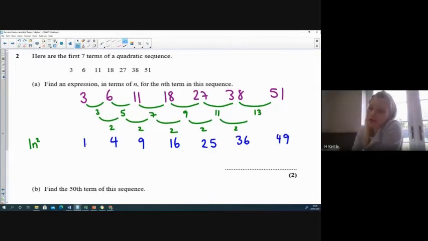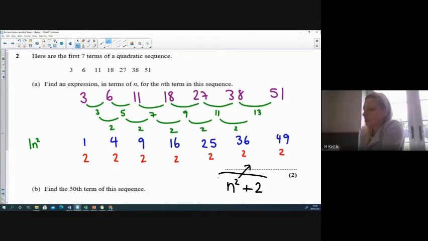And then we need to look at that and look at the sequence we're trying to get and say, right, how much more do we need? Well, we need another 2, and we need another 2 from 4 to 6, and we need another 2, and we need another 2. So actually, this is just n squared add an extra 2. And that's probably why it's only 2 marks. So my answer here is n squared add 2. It's quite a nice, easy one because it was just the square numbers, but 2 bigger.